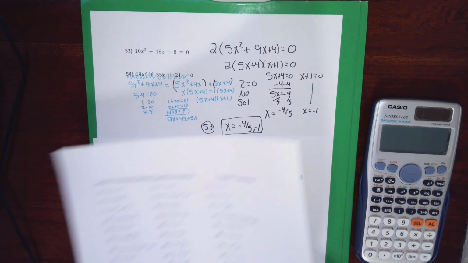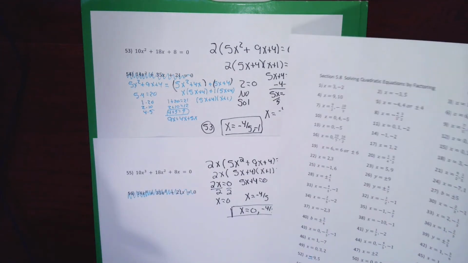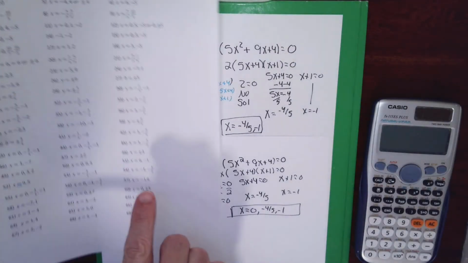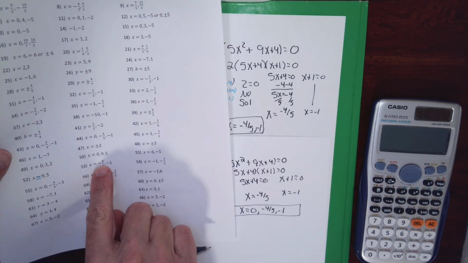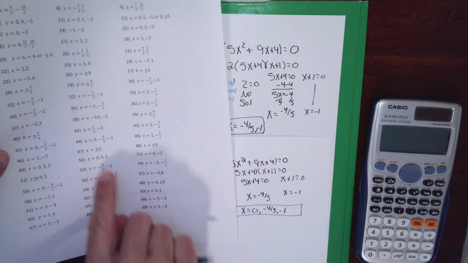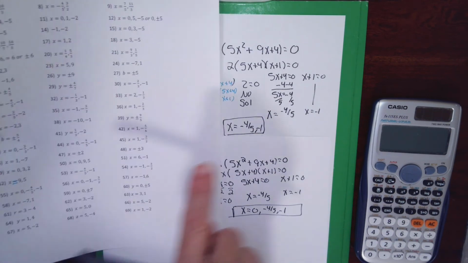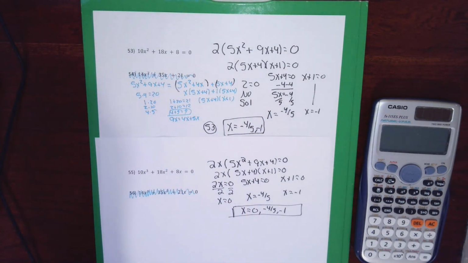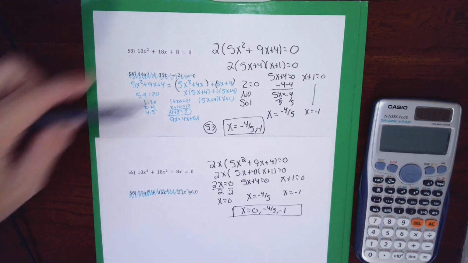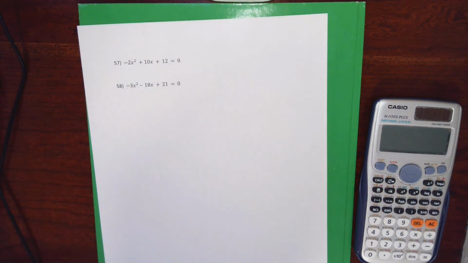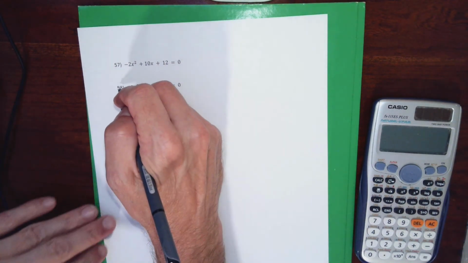So let me check. 53 is negative 4/5 and negative 1. 55, 0, negative 4/5 and negative 1. So those are perfect answers. One more video and we'll move on to the next part. Again, I'm not doing every single problem like I might like to, just because I wrote a few too many, but it's okay. I'll do 58.